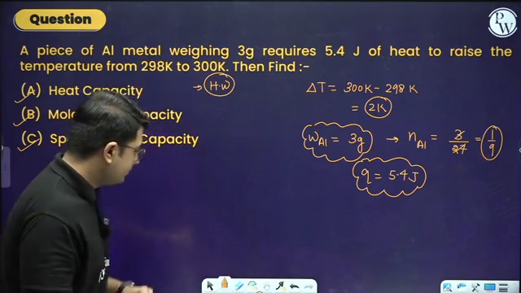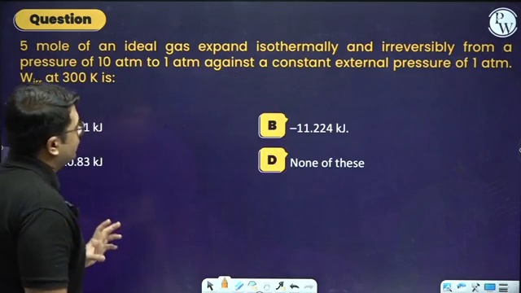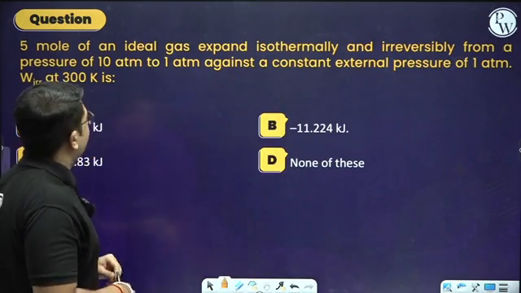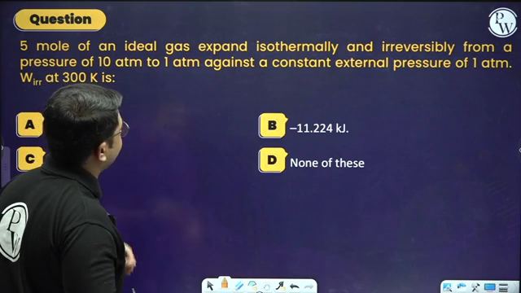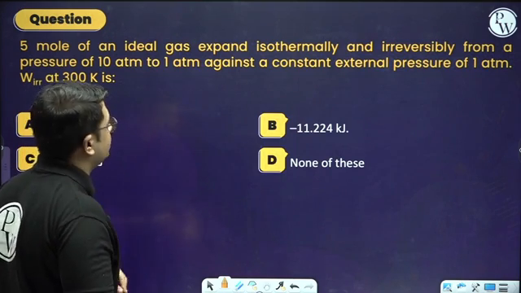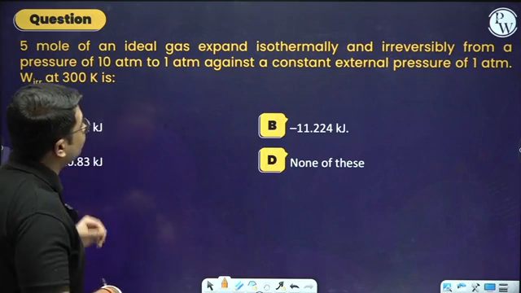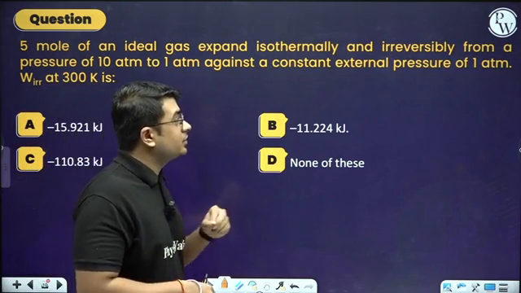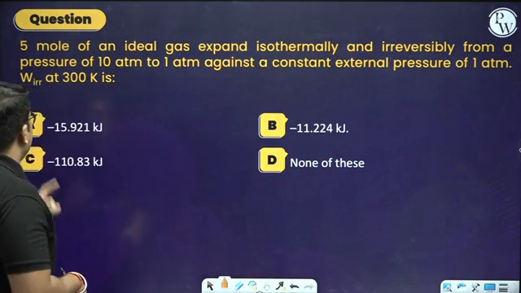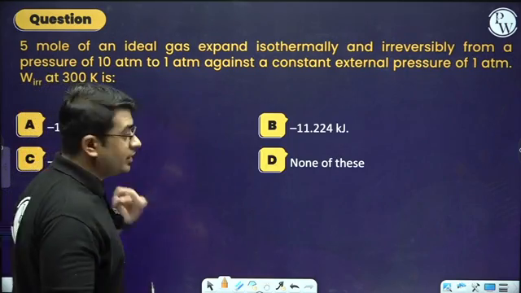advanced part. Okay, now we have another question: 5 mole of an ideal gas expand isothermally and irreversibly from a pressure of 10 atm to 1 atm against a constant external pressure of 1 atm. W irreversible at 300 Kelvin is.